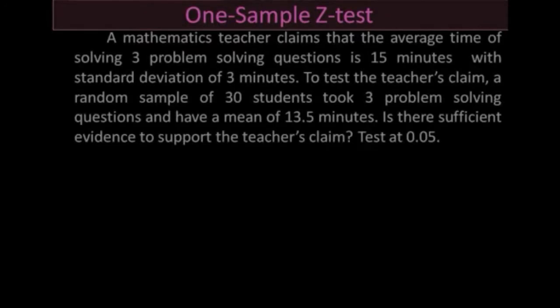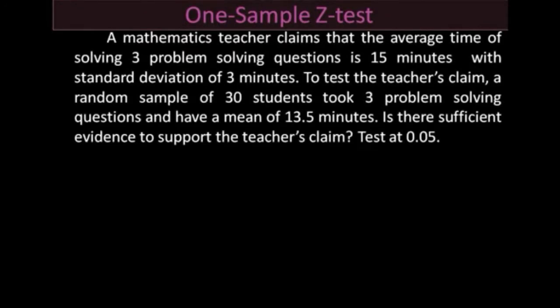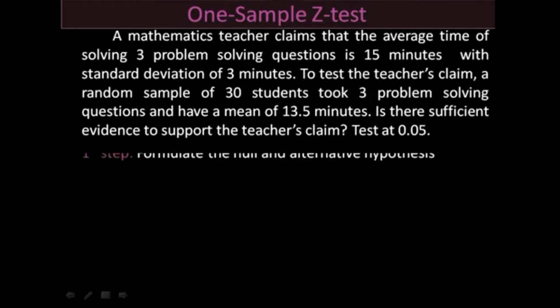Let's have an example. A mathematics teacher claims that the average time of solving 3 problem-solving questions is 15 minutes with a standard deviation of 3 minutes. To test the teacher's claim, a random sample of 30 students took 3 problem-solving questions and have a mean of 13.5 minutes. Is there sufficient evidence to support the teacher's claim? Test at 0.05.